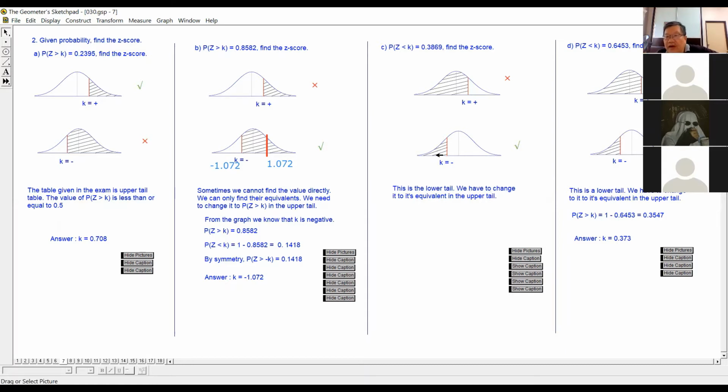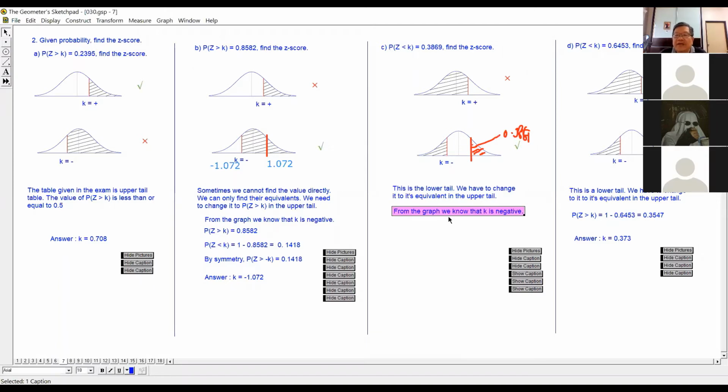What is the equivalent of this probability on this side? That is to say, I have to find, let's say somewhere here. If this probability here is 0.3869, I would like to find what is the probability of here, which is also 0.3869. I want to find the equivalent on the right-hand side.